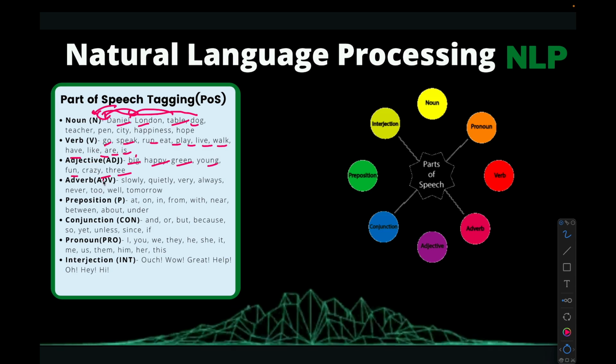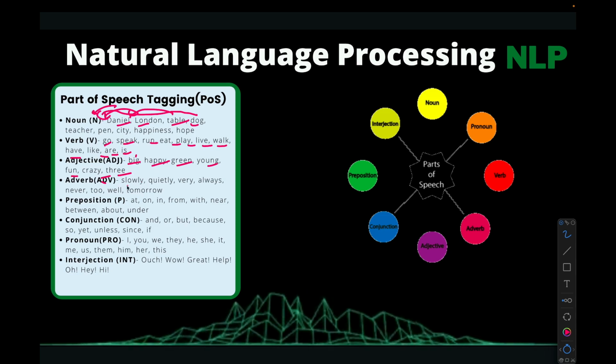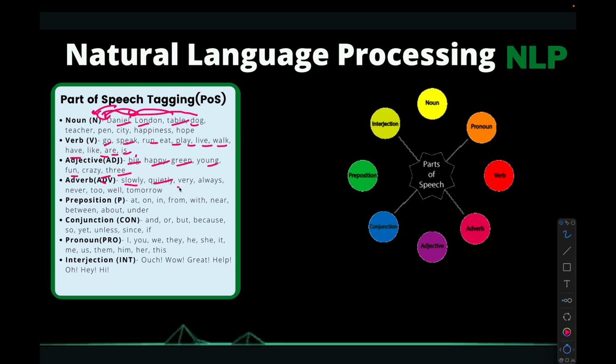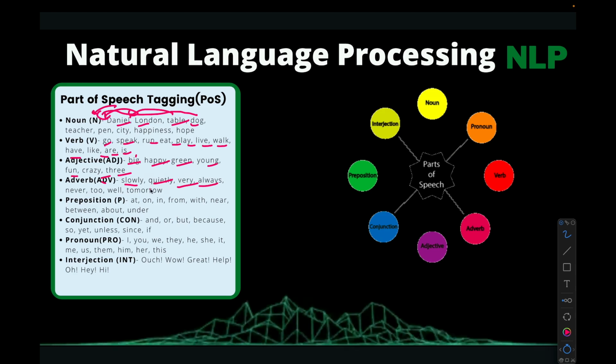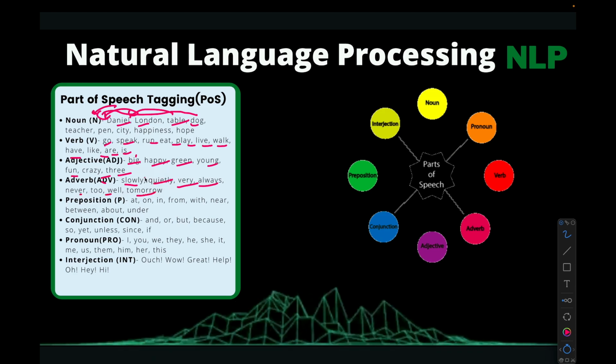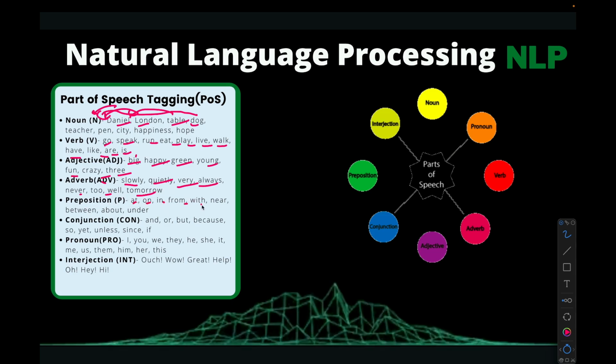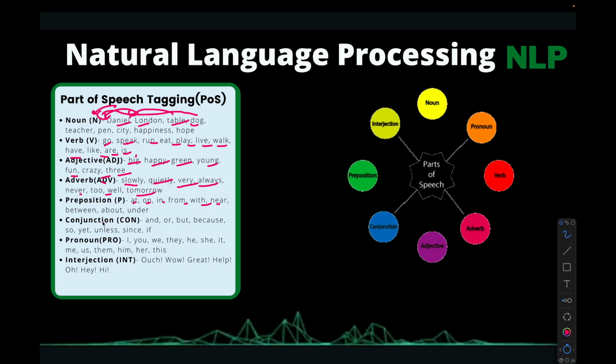Then we have adverbs, which qualify adjectives or other adverbs. So we have slowly, quietly, very, always. These are just examples, not all of them. Never, too, well, tomorrow, all those kinds of things. We have prepositions like at, on, in, from, with, near, and so on and so forth.